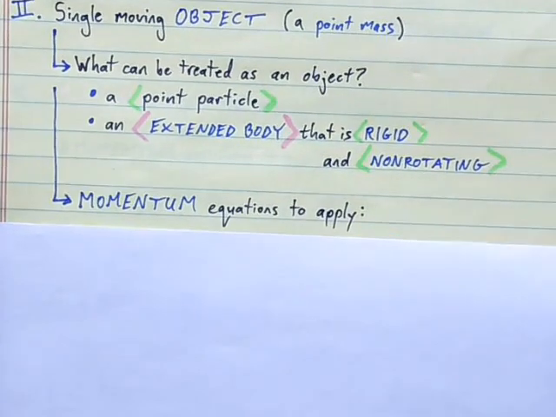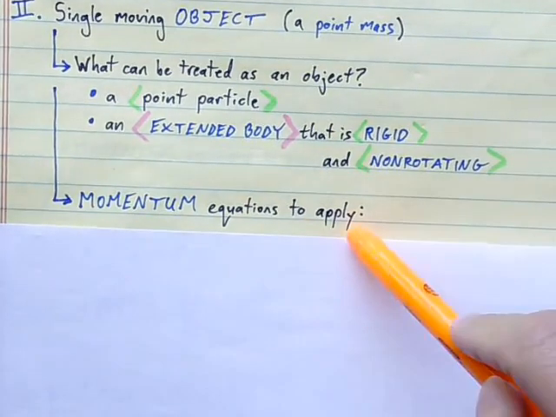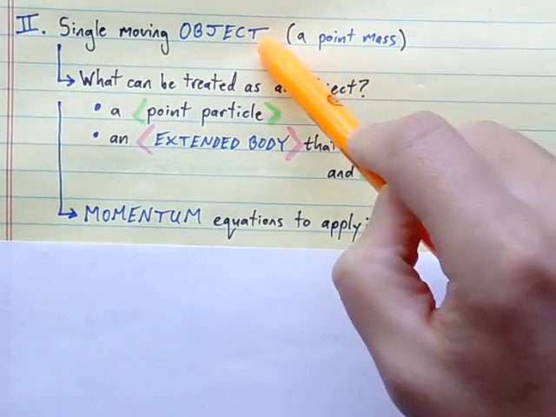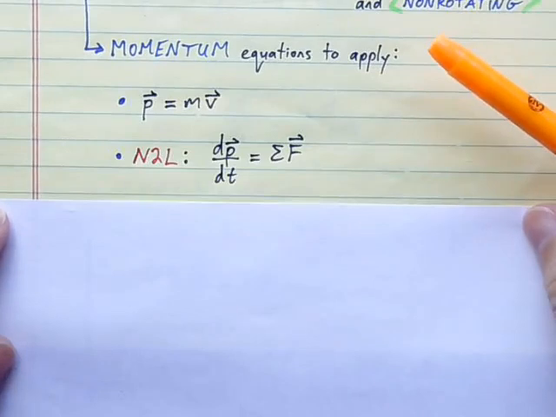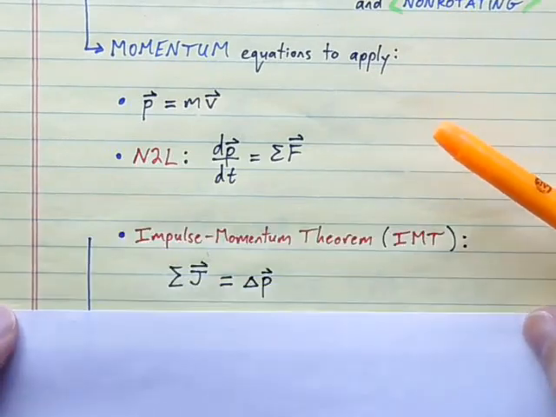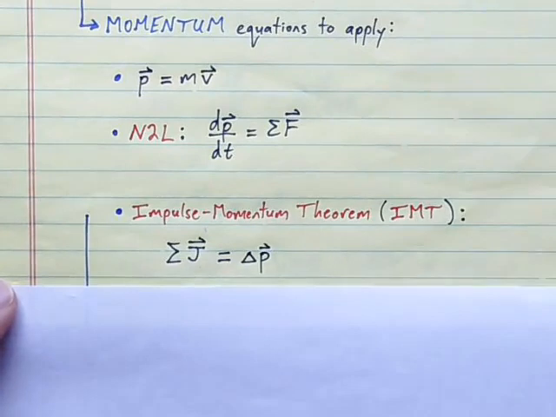Okay, so here are the momentum equations that you can apply if you have just a single moving object. There's its definition of its momentum. Here's Newton's second law written in terms of momentum. And here's the impulse-momentum theorem for that single moving object.